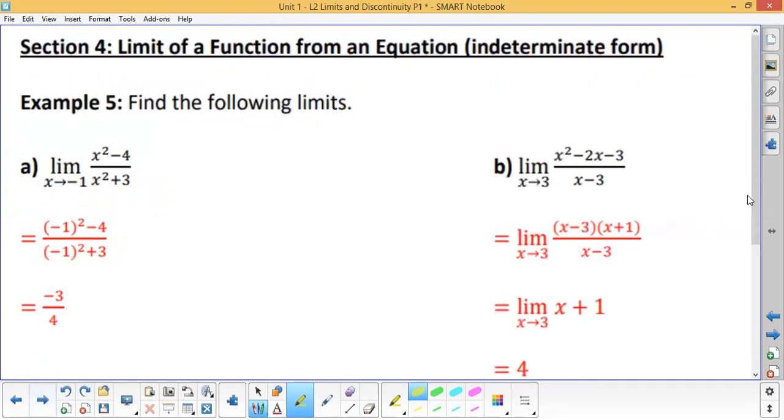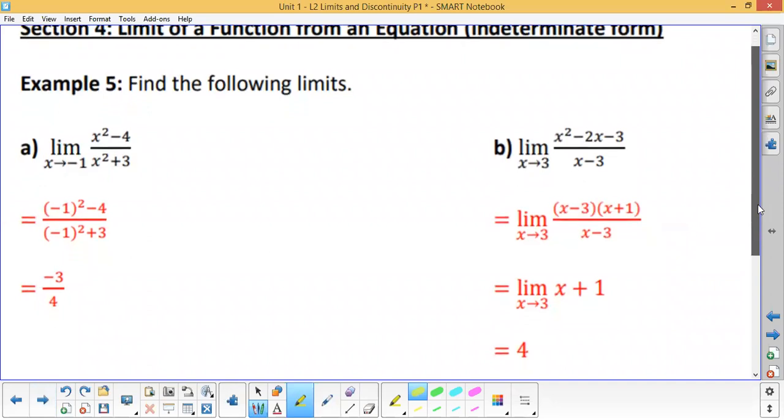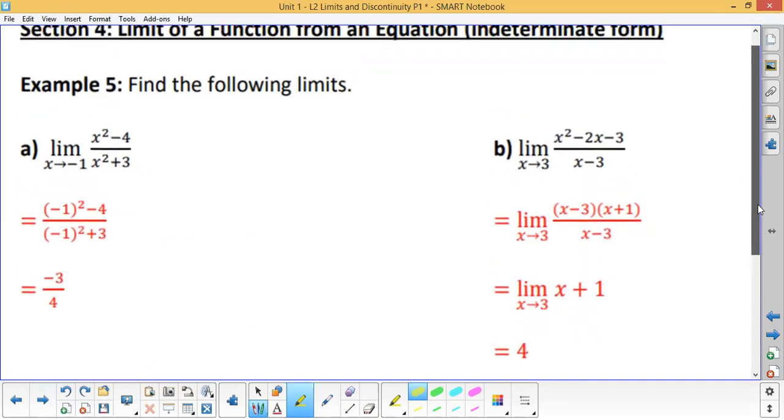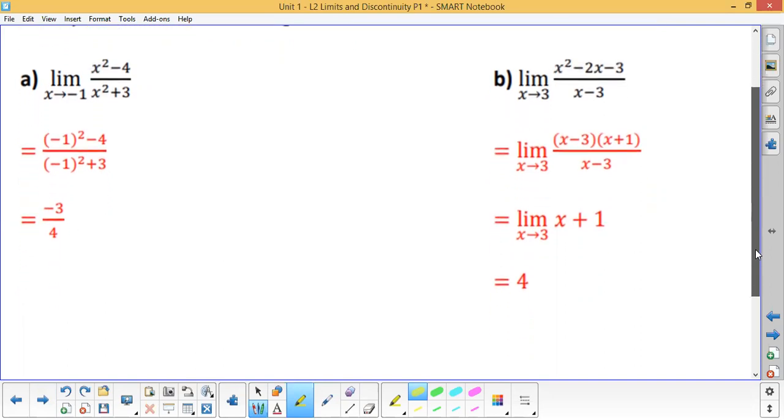Okay, I've included in our notes more examples of direct substitution with some very simple functions. Now, there will be some questions where direct substitution works, but others where we need you to solve by first principles. So please keep that in mind.